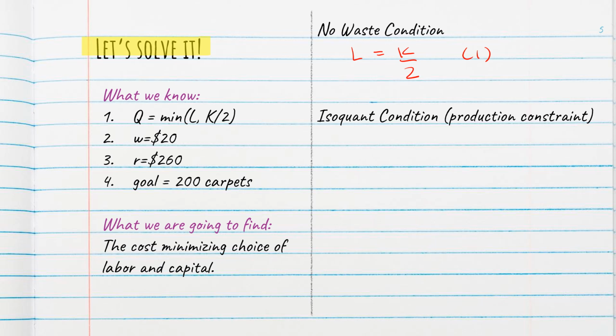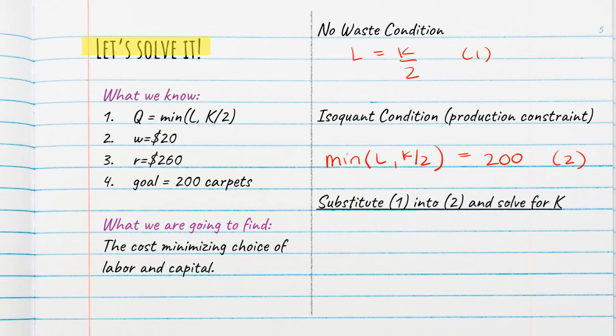Then we also want to write down our isoquant condition, otherwise known as our production constraint. In this case, in order to write down the isoquant that our solution has to be on, we just take our production function, minimum of L and K over 2, and we set it equal to our output goal of 200. This is sort of like drawing an isoquant and saying we have to be on this isoquant. The no waste condition says we have to be such that L is equal to K over 2. We'll call this second equation 2.